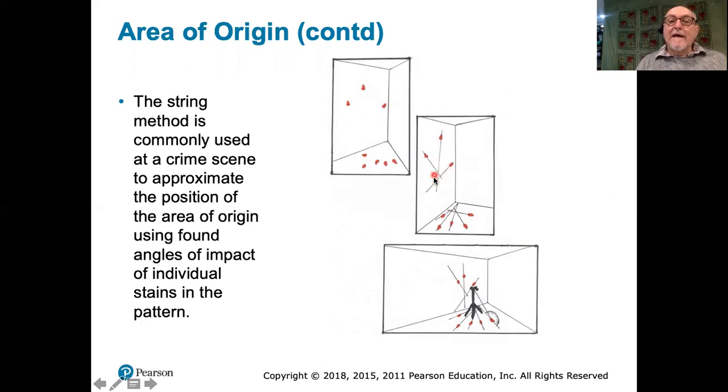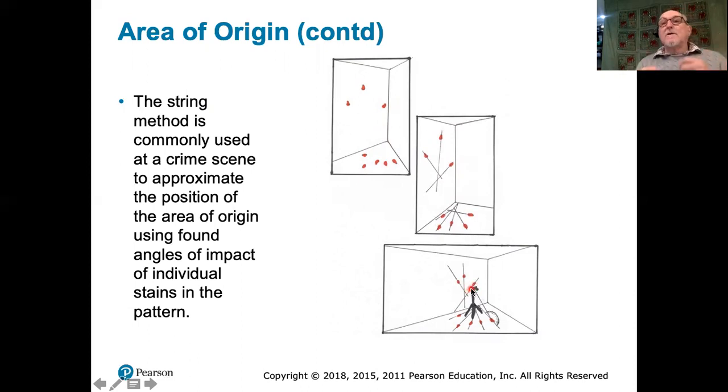That's approximately there. But here is another surface at right angles to that surface, and it's the same story. We can draw lines through here and end up with an area of convergence. And we can work out the angle that the blood droplets hit for each one. And we end up with a place in three-dimensional space.